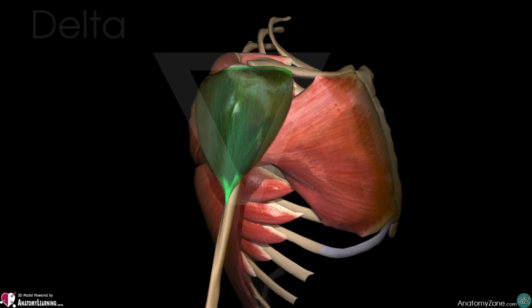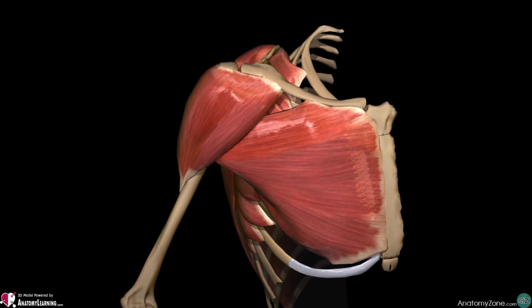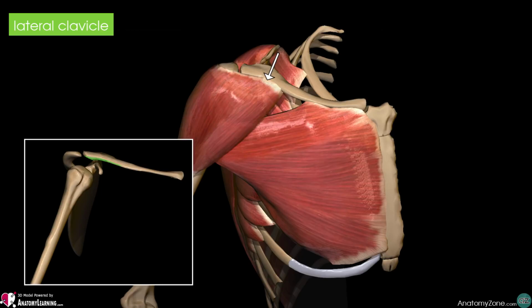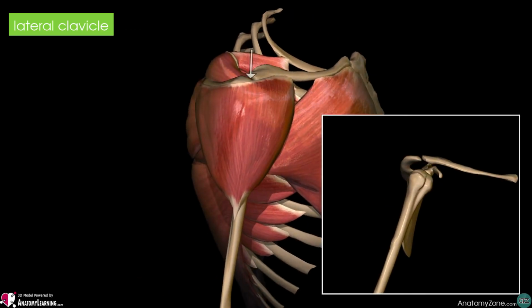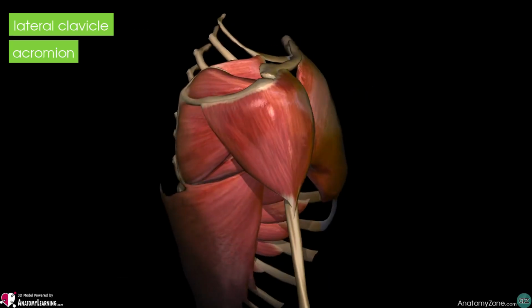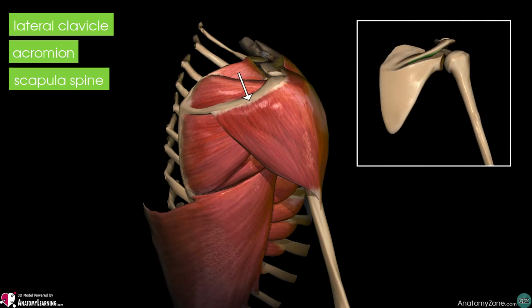Let's take a look at the origins of the deltoid muscle. Anteriorly, it originates from the superior aspect of the lateral third of the clavicle. Laterally, it originates from the lateral margin and superior part of the acromion process of the scapula. Posteriorly, it originates from the inferior edge of the spine of the scapula.